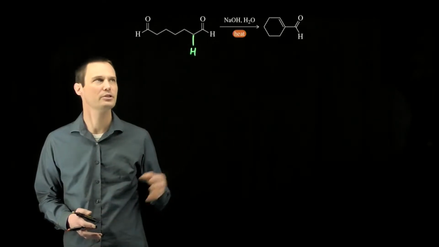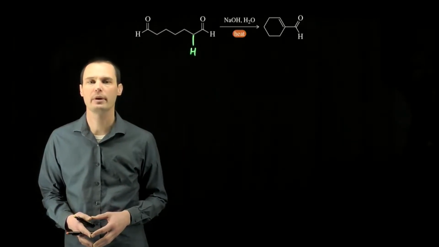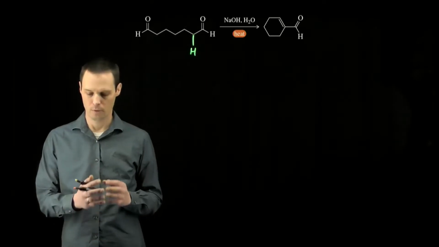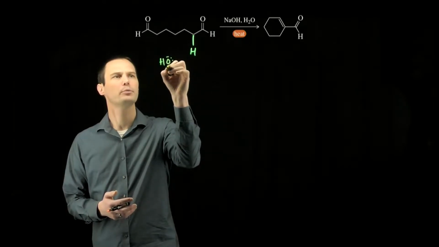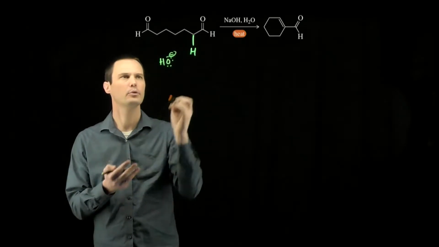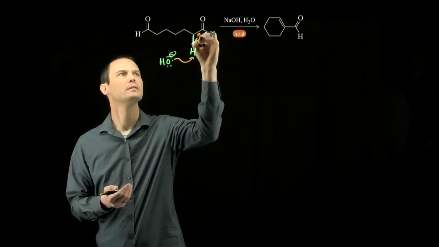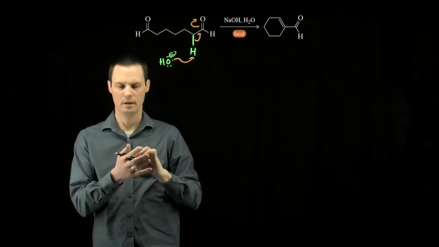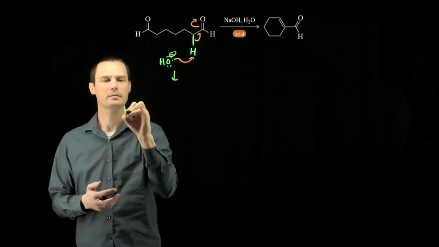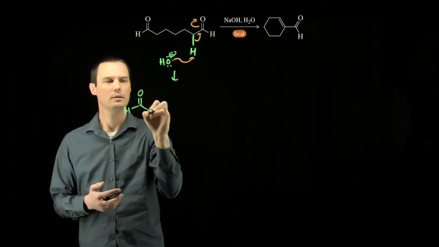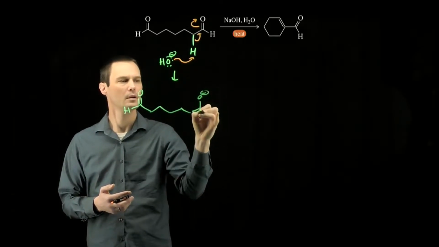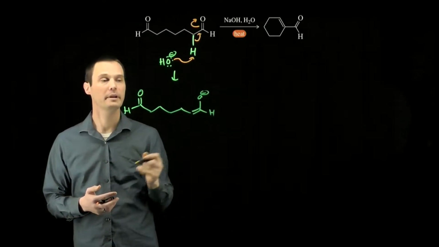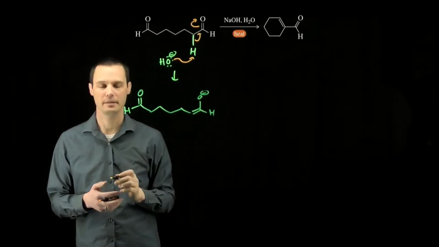This assessment asks us to suggest a mechanism for the intramolecular aldol condensation reaction. We'll start by using sodium hydroxide to deprotonate an alpha proton to form an enolate. 3, 4, 5, 6, 7. The enolate can act as a nucleophile which can attack this aldehyde.